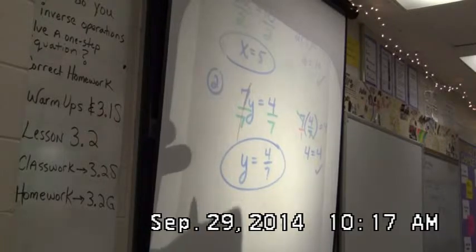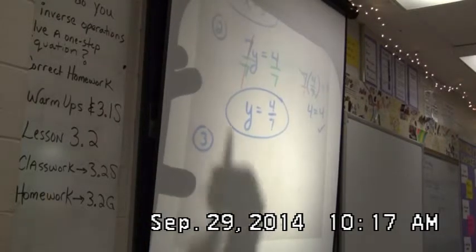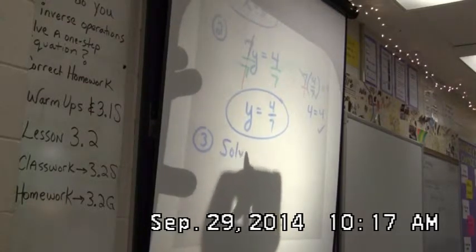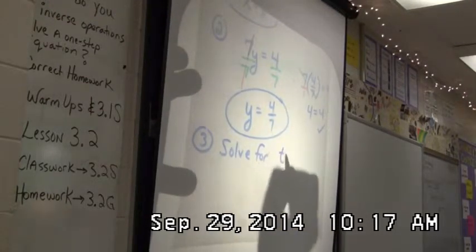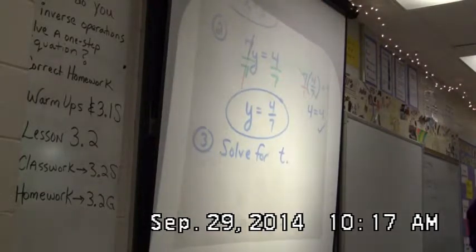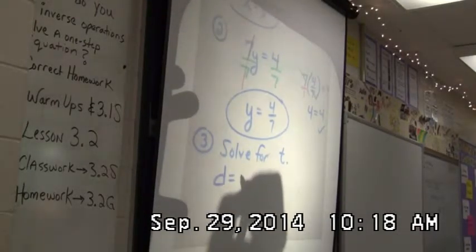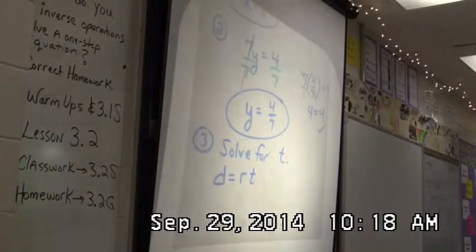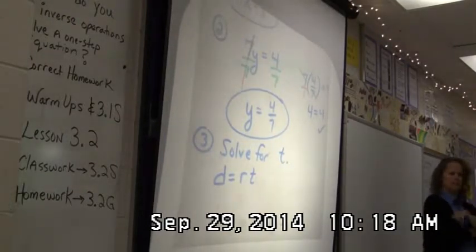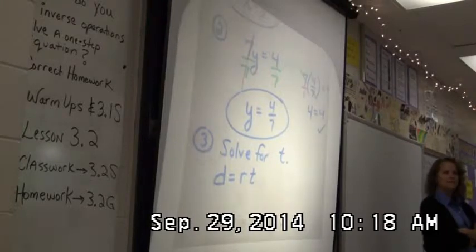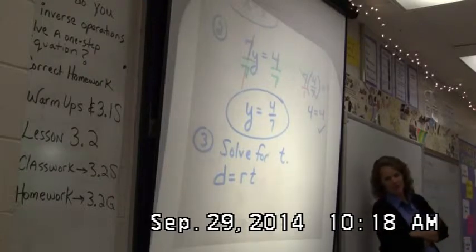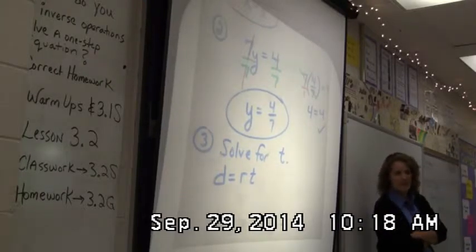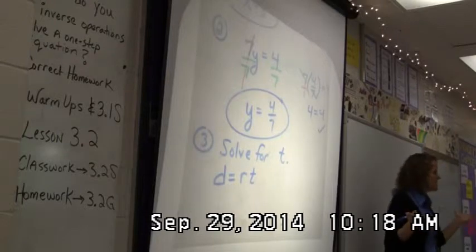Number 3. On number 3, we're going to solve for t. We're going to get an equation, and we're going to have to solve for t. The equation is d equals rt. Does that look familiar to you? D equals rt? What is that? Hannah. It's okay. It looks familiar. Where have you seen it before? Science. In science? What are you thinking? Distance equals rate times time. Exactly. Distance equals rate times time.